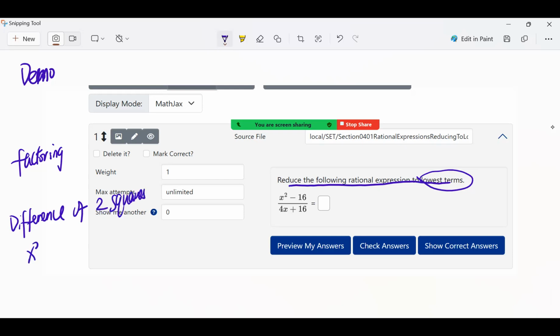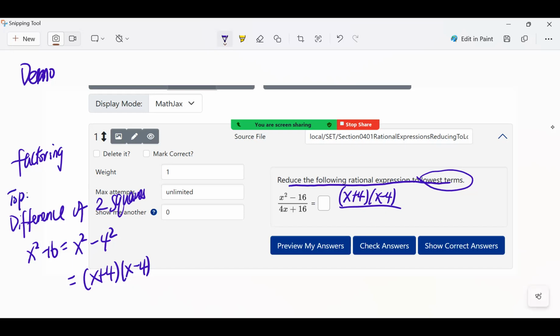So it's x squared minus 16. It's like x squared minus 4 squared, right? So we're going to factor it as x plus 4, x minus 4. That's how we take care of the numerator. On the bottom, we're going to factor by GCF.